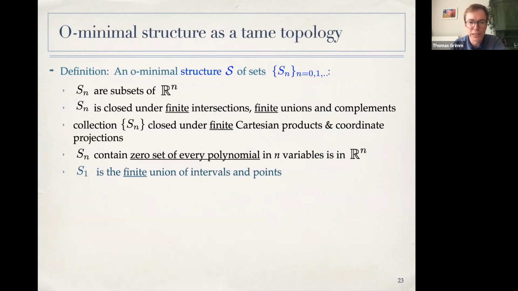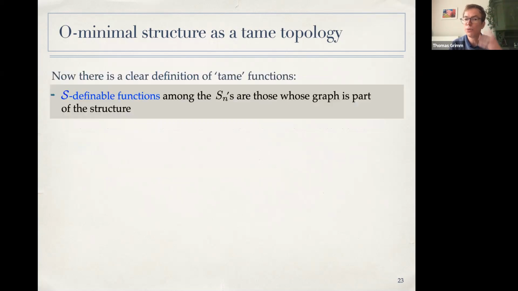We don't have to read this in detail. I don't have time anyway. So the fact is, there is a well-defined definition, and it's a very powerful definition to extend this to R^n. It's a new way of doing topology. And then once you have this, you can define what you mean by a tame function. Namely, a tame function is one where the graph of the function is within this structure with these finiteness properties.